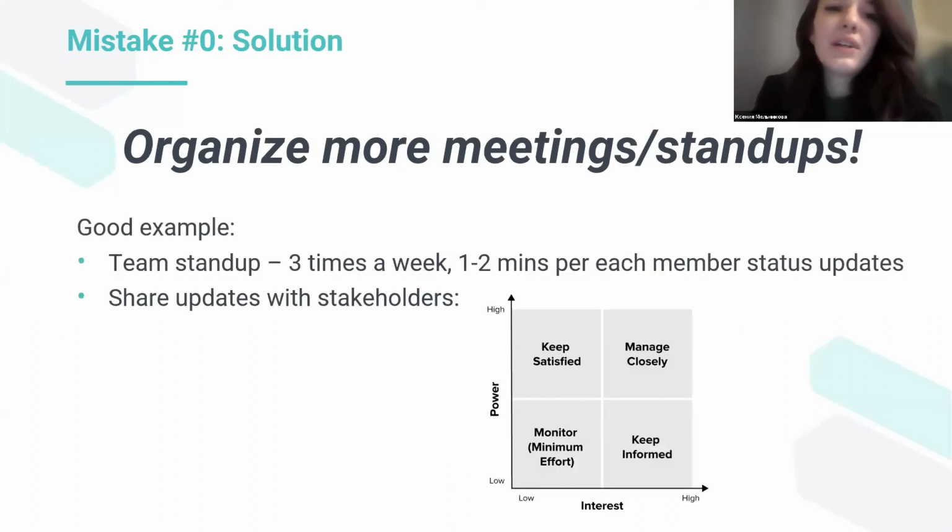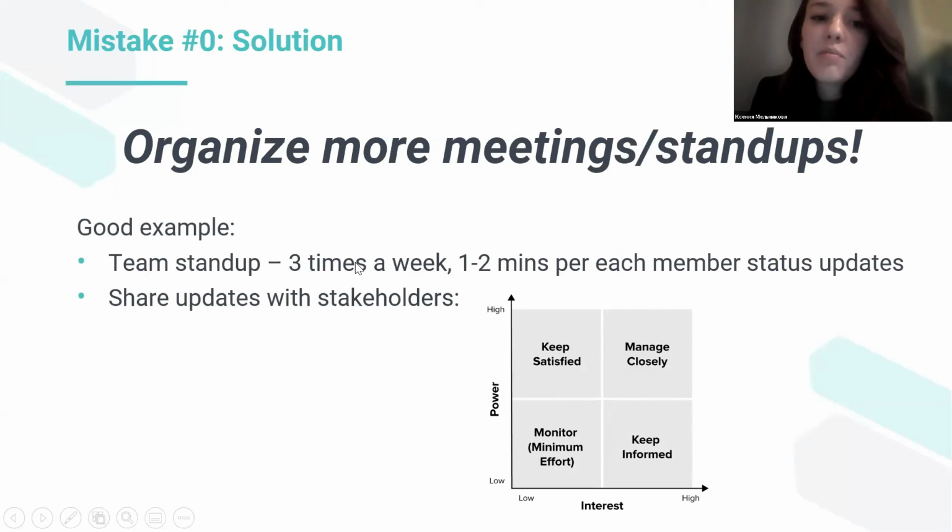So how to avoid mistake number 0 is, of course, organize more meetings and stand-ups. If it comes to team stand-up, it's 3 times a week. Just a good example that we use: 1-2 minutes per each member. It doesn't take much time, but everybody knows what they're working on. Everybody can help each other with the issues, and it's just great.